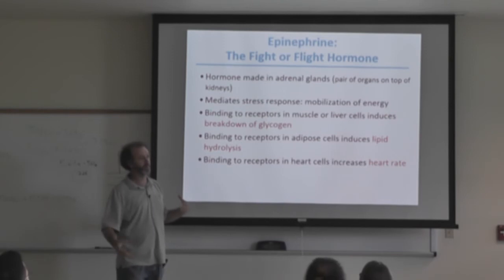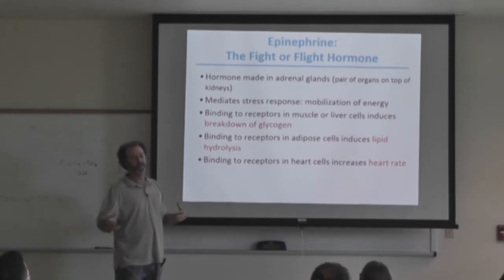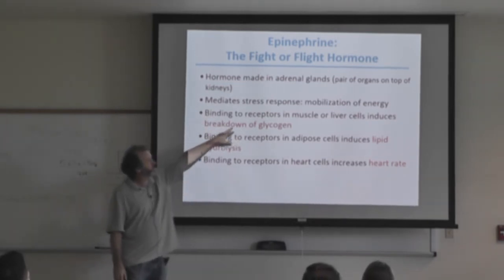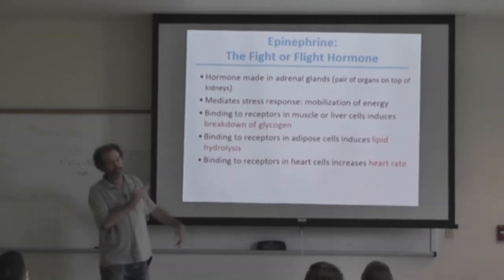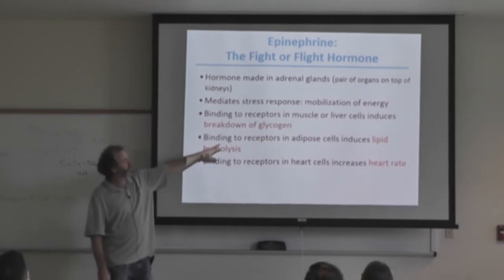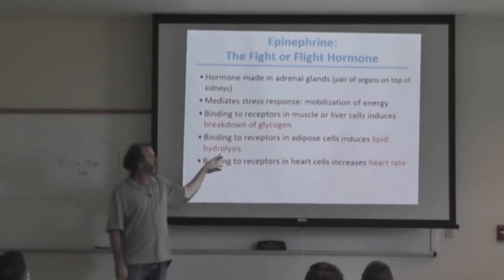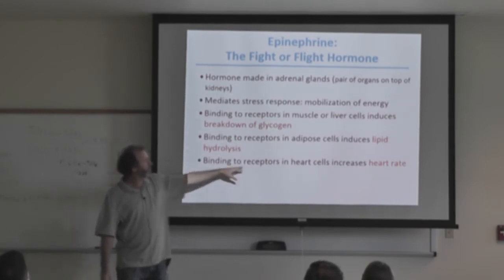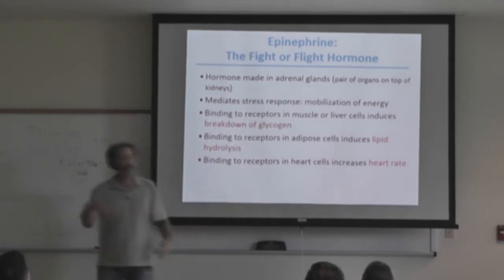So it's going to tend to mobilize energy. If you release epinephrine, you're going to start to mobilize glycogen and start kicking out sugar into your blood, basically. So binding of the receptor in the muscle or liver cells induces breakdown of glycogen. And then binding of the receptors in the adipose tissue will induce lipid hydrolysis, and that'll start kicking out free fatty acids and ketone bodies. So binding to these receptors in the heart cells will increase the heart rate also.